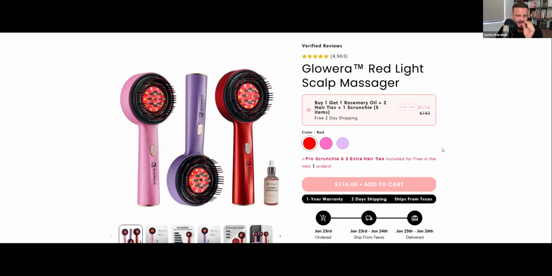Yeah. And I think one thing that they've done here is, the thing is, the confused mind will never buy. And on this immediate product page, when you land on it, there's so many things happening here. There's the description, there's this big offer that is written over 3 lines, very confusing to look at. You can't really understand what's happening. There's the pro scrunchie, 2 extra hair ties included for free in the next one order. I'm scratching my head a little bit. I'm like, is that real?